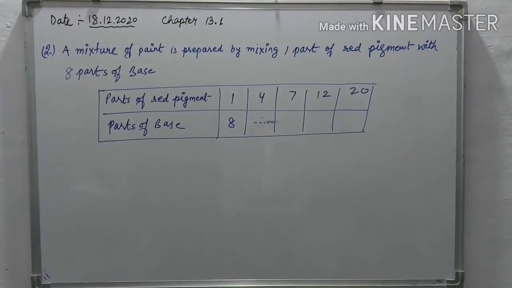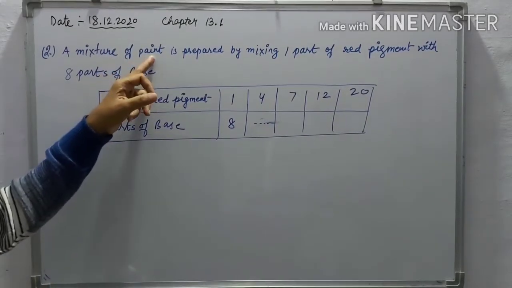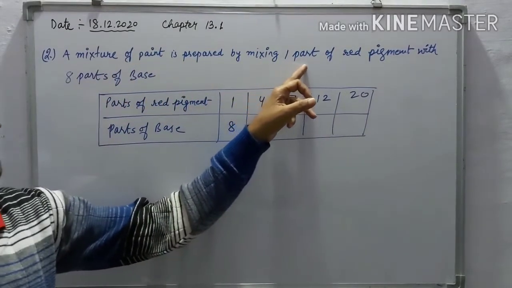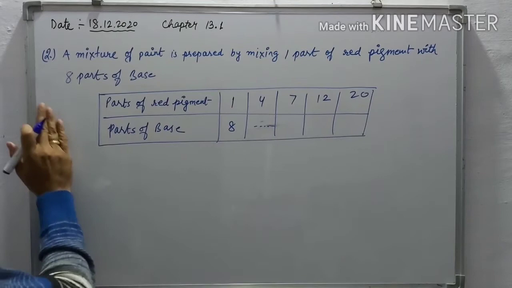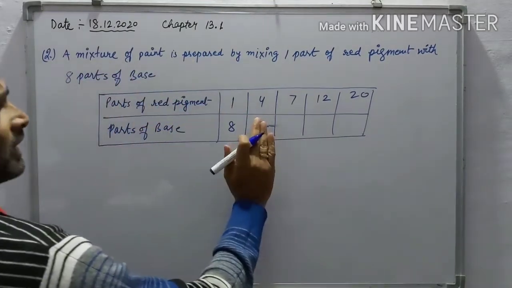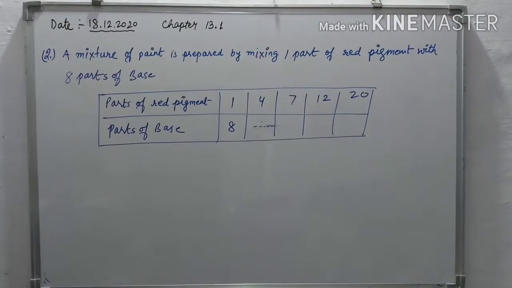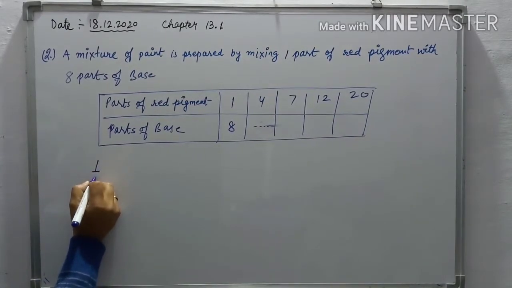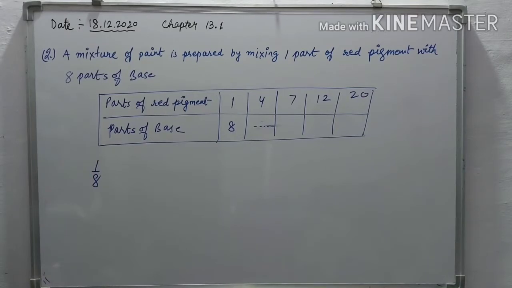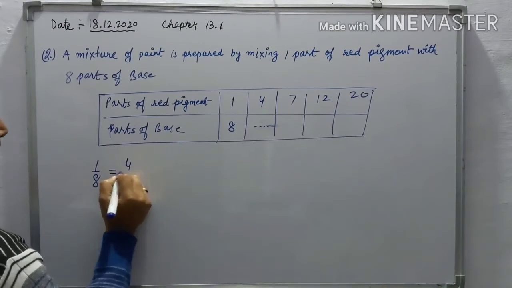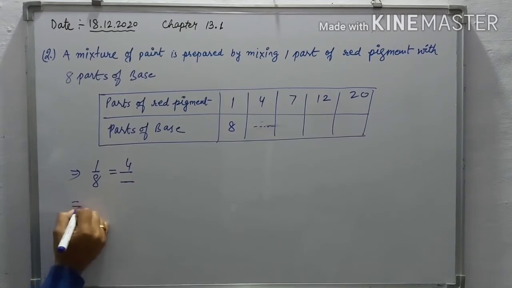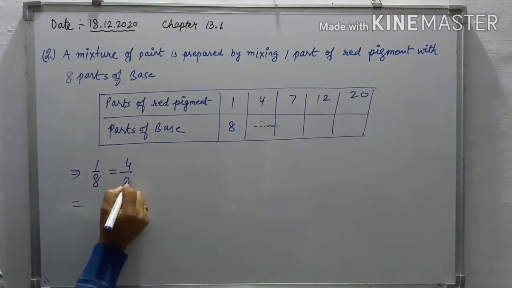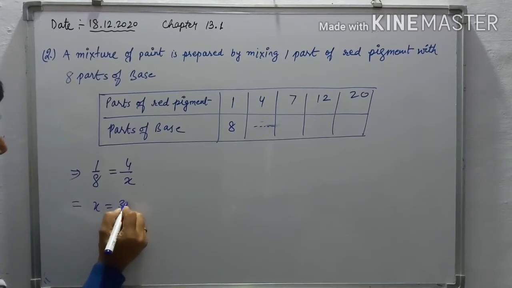Now question number two. A mixture of paint is prepared by mixing 1 part of red pigment with 8 parts of base. According to this ratio, fill in the blanks of the given table. The ratio is 1:8. Second, 4 upon the ratio. To find it, suppose the value is x, so x is 32.